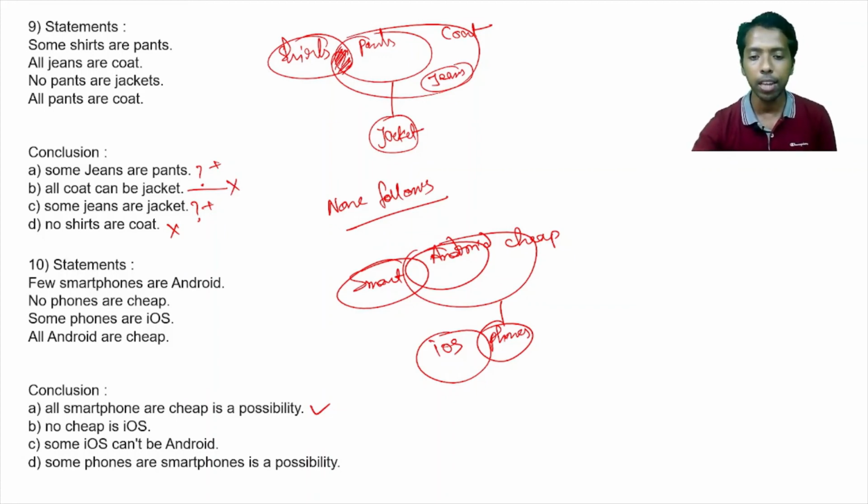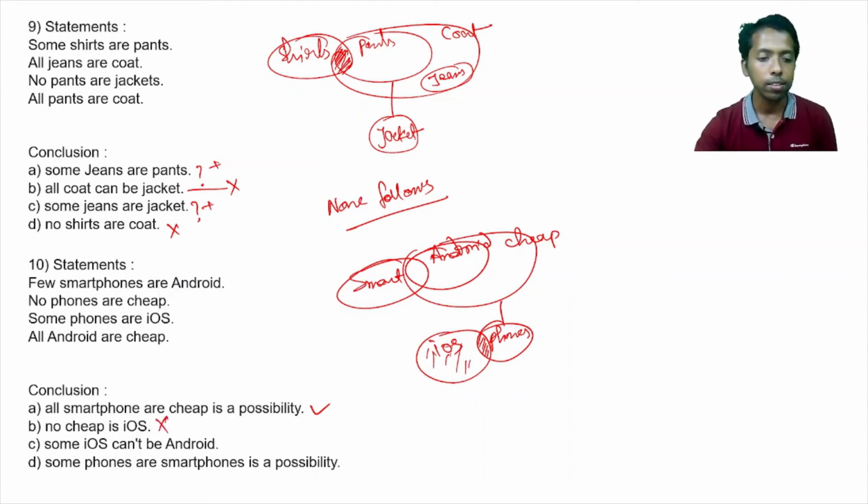Now no cheap is iOS. No, this common region of iOS and phones cannot be cheap, but this remaining part we cannot deal with directly, right? So this part cannot be cheap. So no cheap is iOS we can't say, because this remaining part of iOS, except this common region, can or cannot be cheap. We cannot conclude this directly or confirmly. So this is wrong one.